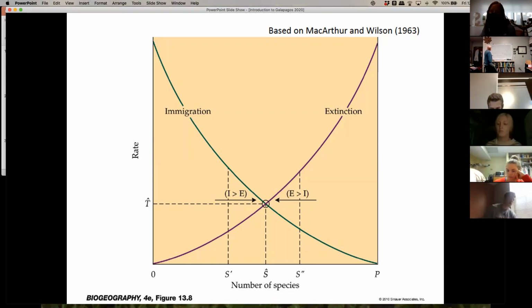And so as you get more species on the island, the rate of new species coming in goes down, not because you have fewer individuals arriving at the island. It's just that the individuals that do arrive aren't new to the island. They're already members of that species that occur there, which is why this line goes down. What's the situation with extinction rate going up as you get more species?